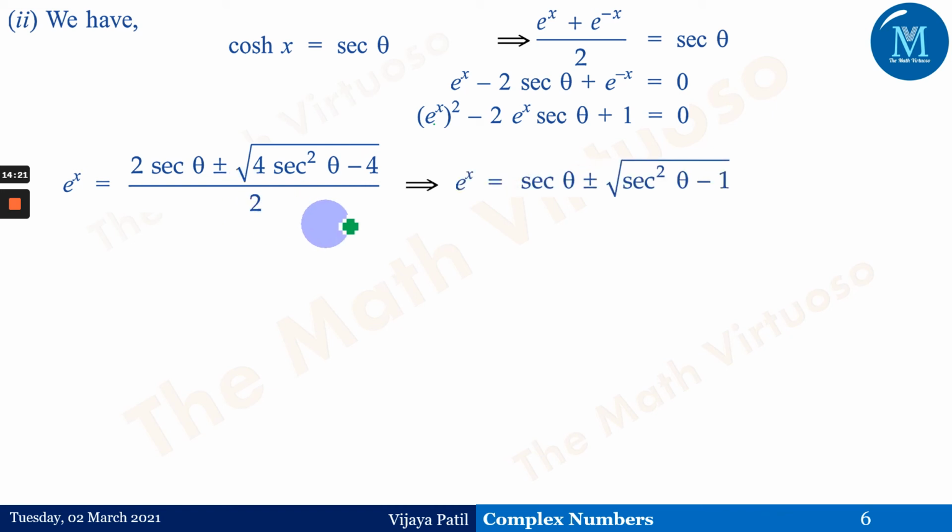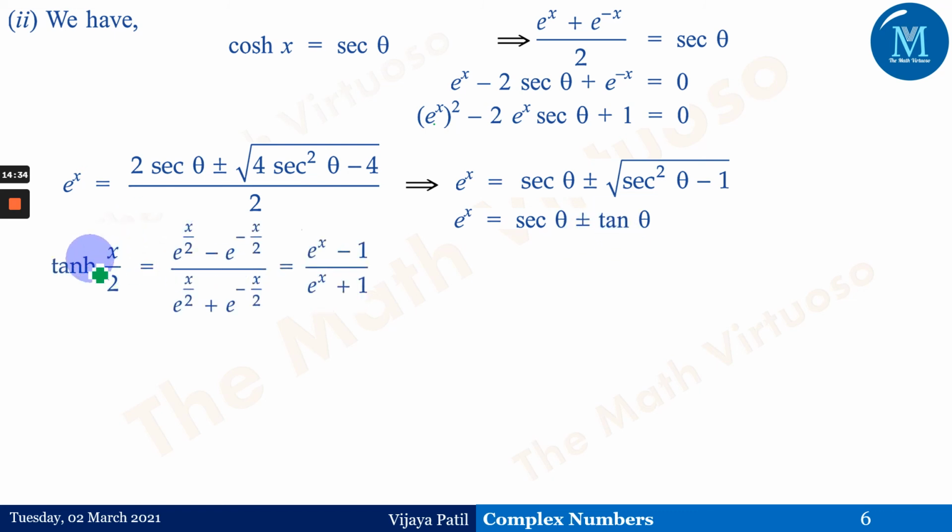After this, we are going to get e to the power x is sec of theta plus square root of, which is nothing but e to the power x equals sec of theta plus or minus tan of theta. Now tan hyperbolic x by 2 equals to, why are we going to do that? Because we need to go for the second part.